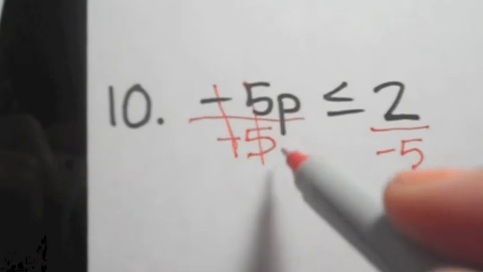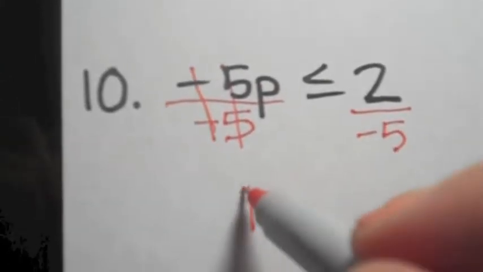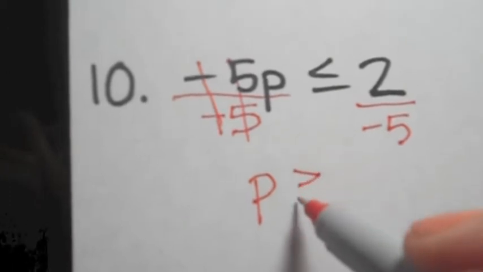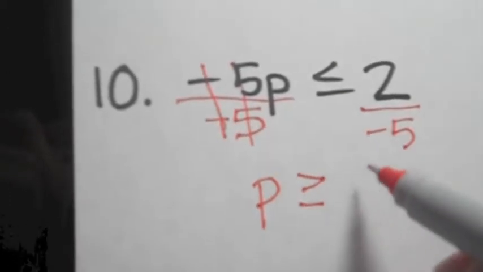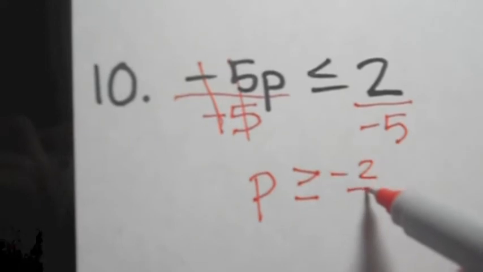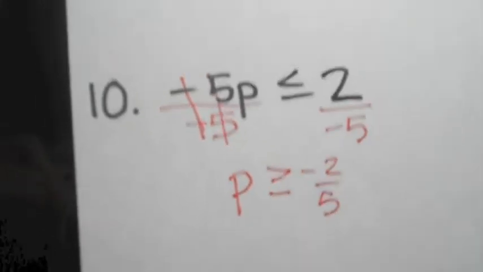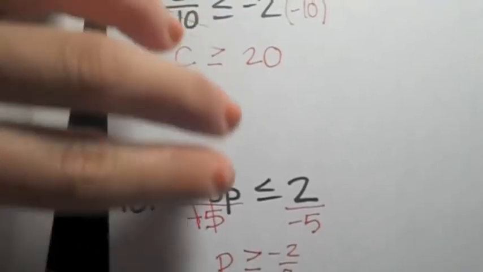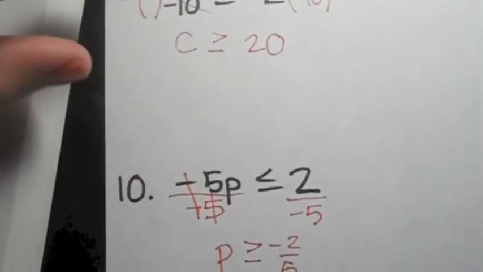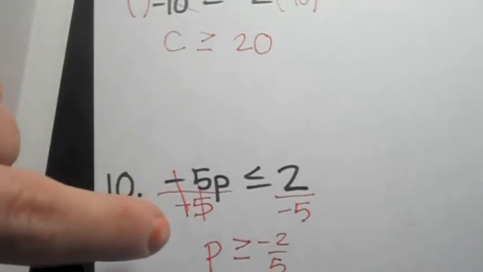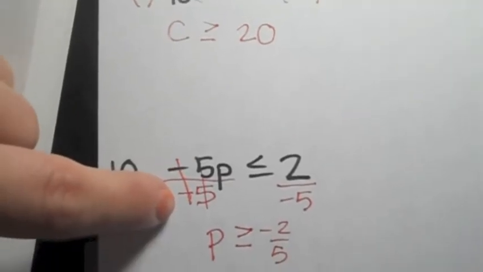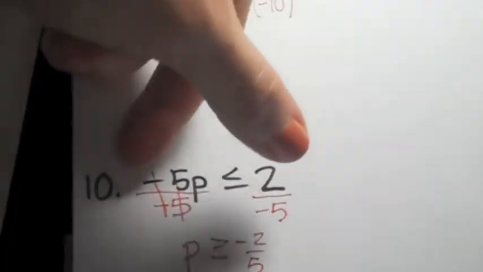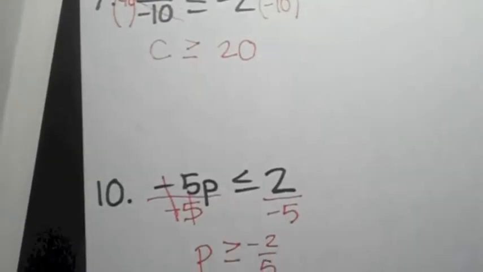Okay, so the negative 5 cancels. We're left with p. Move it straight down and flip it because we divided by a negative. And this is just negative 2/5. Okay, so notice on 7 and 10, this inequality sign flipped because we multiplied by a negative number or divided by a negative number. That's the only time those signs are going to flip, unless you're trying to rearrange the order, like we did with addition and subtraction.